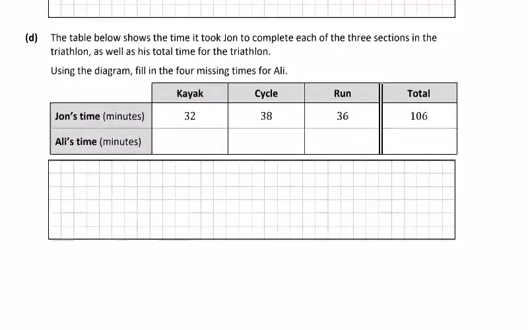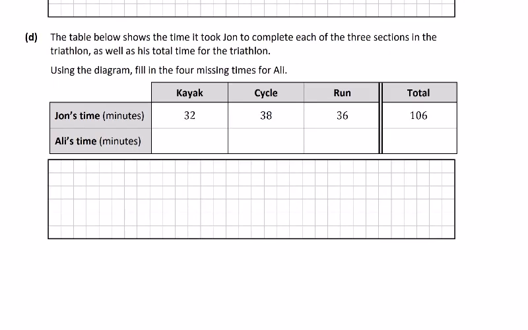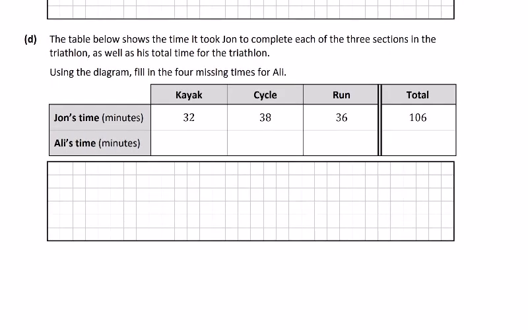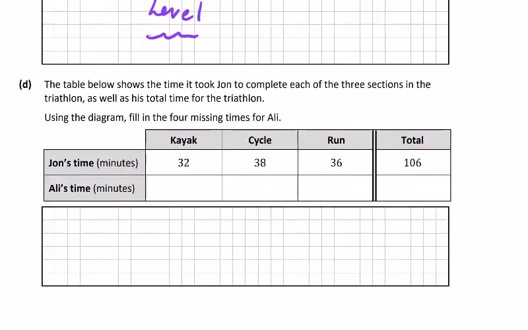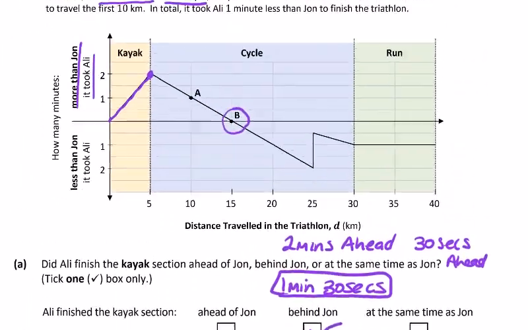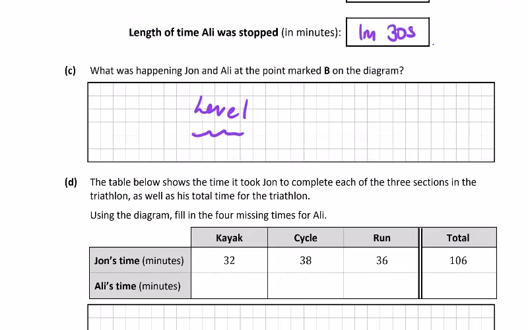The table below shows the time it took John to complete each of the 3 sections, as well as his total time. So use the diagram, filling the 4 missing times for Ali. Okay, so John took 32 minutes for the kayak, and it took how many more than John? It took Ali 2 more for kayak. So we would say 34.